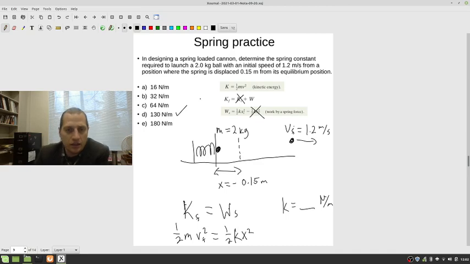The key thing, there's a couple key things to notice here. Don't get confused because in this chapter they use a capital K and a lowercase k. Capital K is your 1/2 mv squared. Lowercase k is some number in newtons per meter, so this is a spring constant. This is the kinetic energy. They don't have a real relationship with one another. They're two different things. They just happen to have sort of similar notation. So be aware of that.